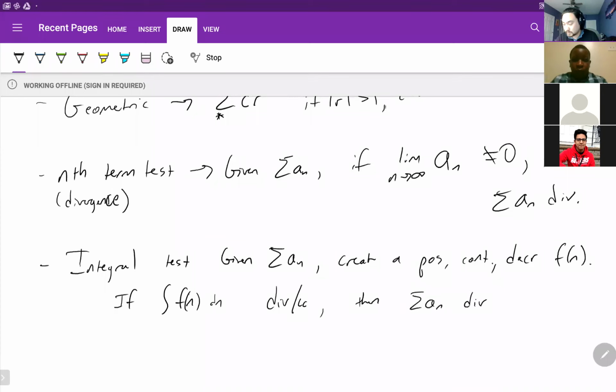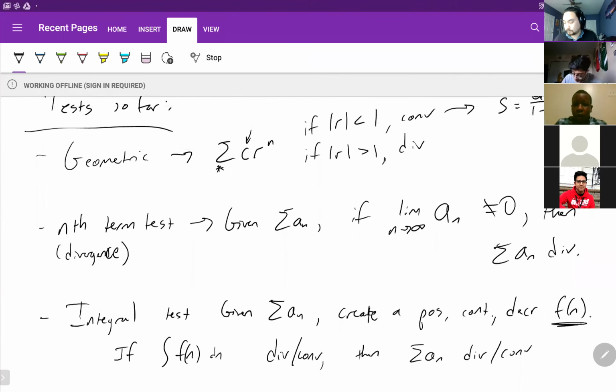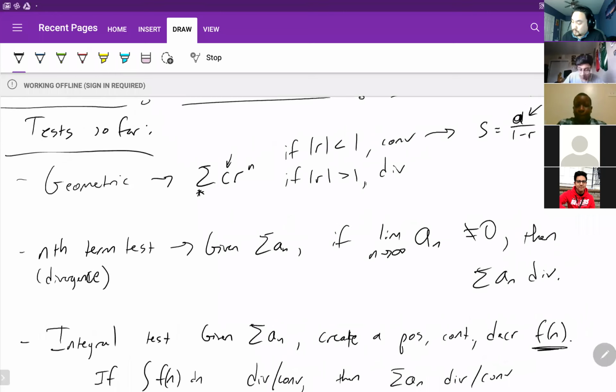John, what was that end part you wrote? Positive, continuous, decreasing. Oh, f of n, like the function. Okay. Yeah. It says create a function that resembles the sequence. Could you scroll up for a quick second? Just want to get that last part in geometric. Okay. It just says what it converges to, the geometric. Okay, got it. Thank you.